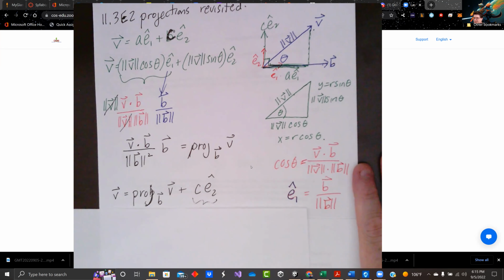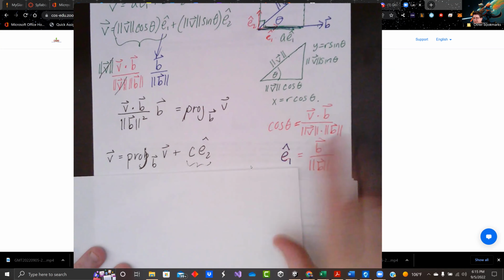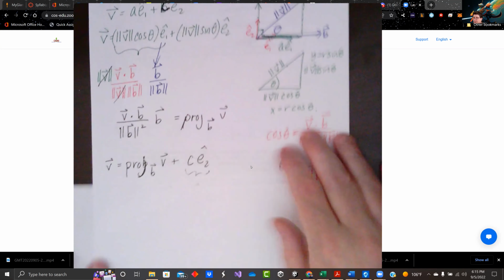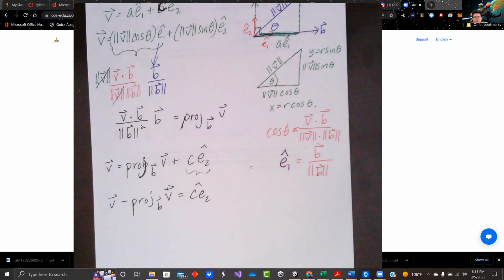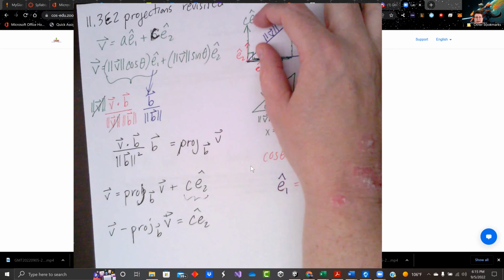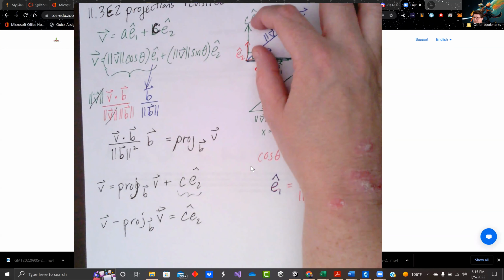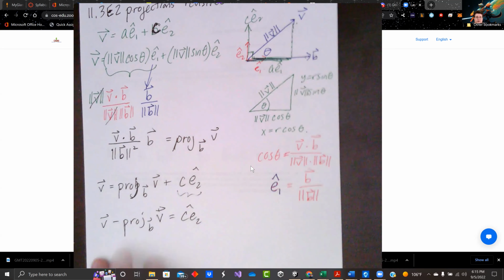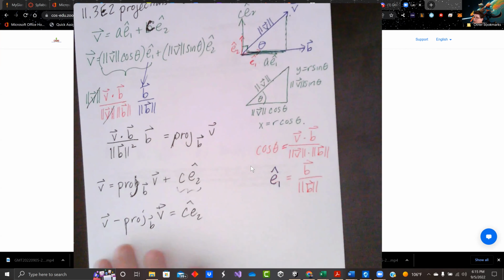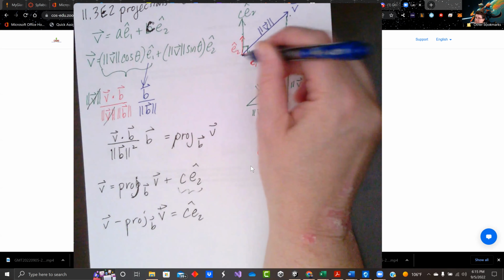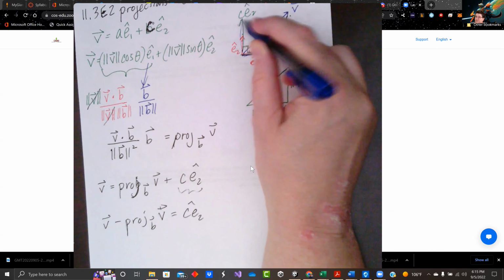If we know V and we know the projection of V onto B, we can just calculate C times E2 by subtraction. Subtract the projection over to the left side. C times E2, the vector right there, is V minus the projection of V onto B. Now we've got both of our vectors, A times E1 and C times E2.